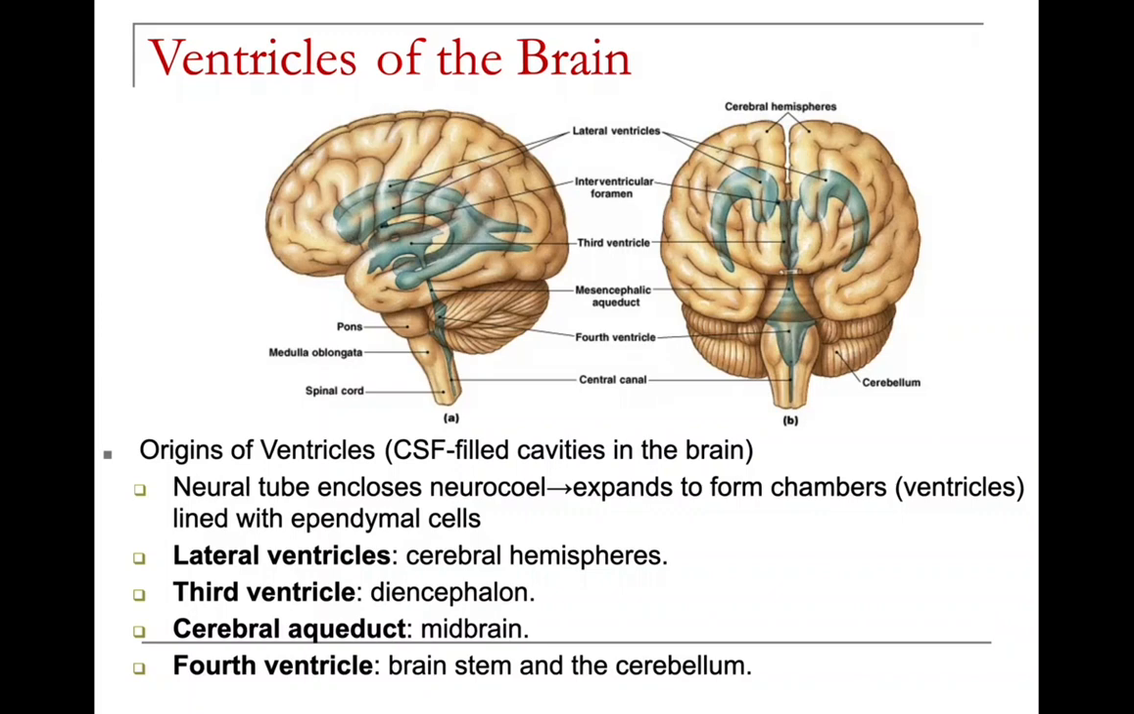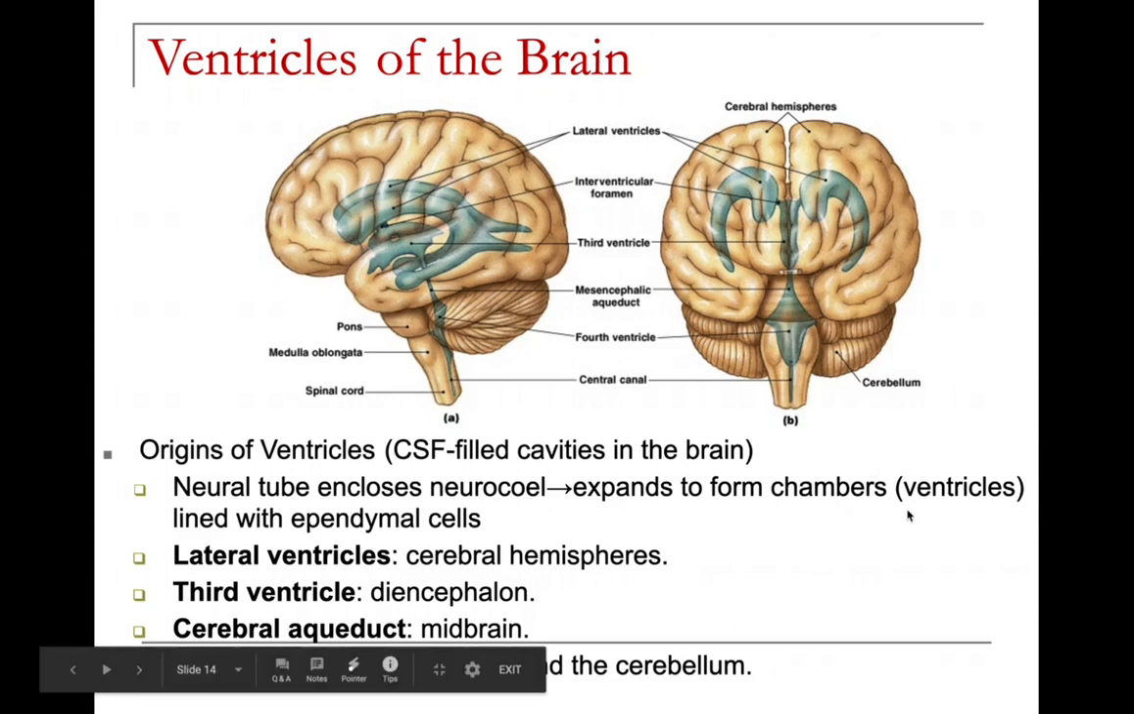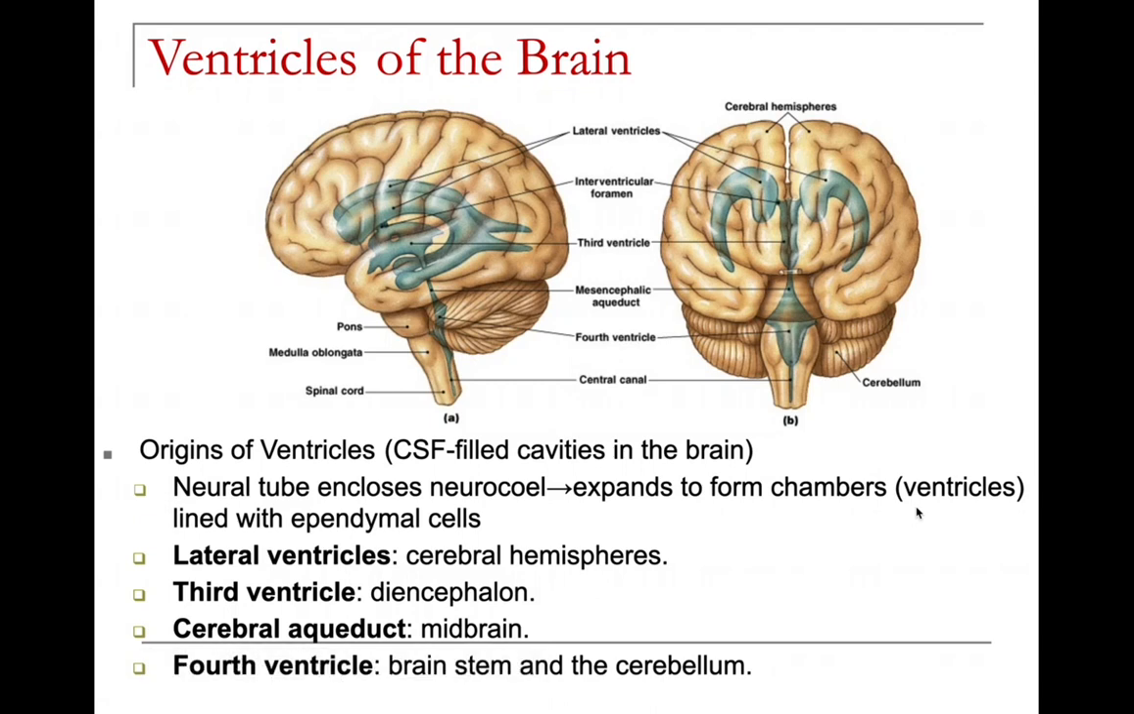So we have 4 ventricles in the brain. You can see the first 2 are lateral. The third ventricle is in the middle, and the fourth ventricle is also in the middle, just lower down. So the ventricles are CSF-filled cavities in the brain. The neural tube encloses the neural canal, and that will expand to form the chambers or ventricles that are going to be lined with ependymal cells. So lateral ventricles are in the cerebral hemispheres. Third ventricle is in the diencephalon. Cerebral aqueduct is in the midbrain, and then the fourth ventricle is down in the brainstem and cerebellum.